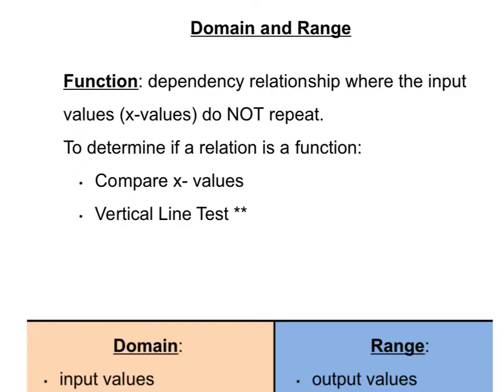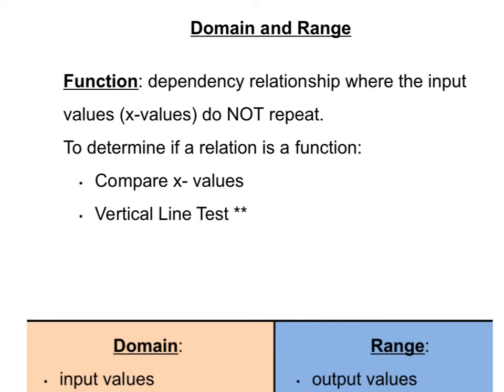Okay, so let's review some stuff that we've had in our notes. You want to probably write this down again. A function, remember, is a dependency relationship where the input values, that means your x values, do not repeat. So to determine if a relation is a function, you can compare the x values, which we did last time in our notes, or you can do a vertical line test. So we're going to talk about the vertical line test today. So you want to write this down.